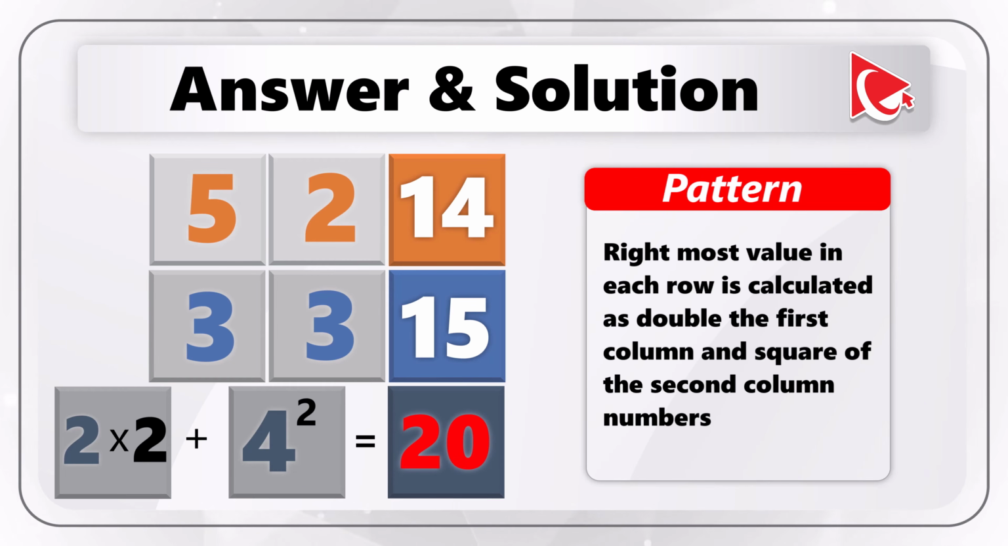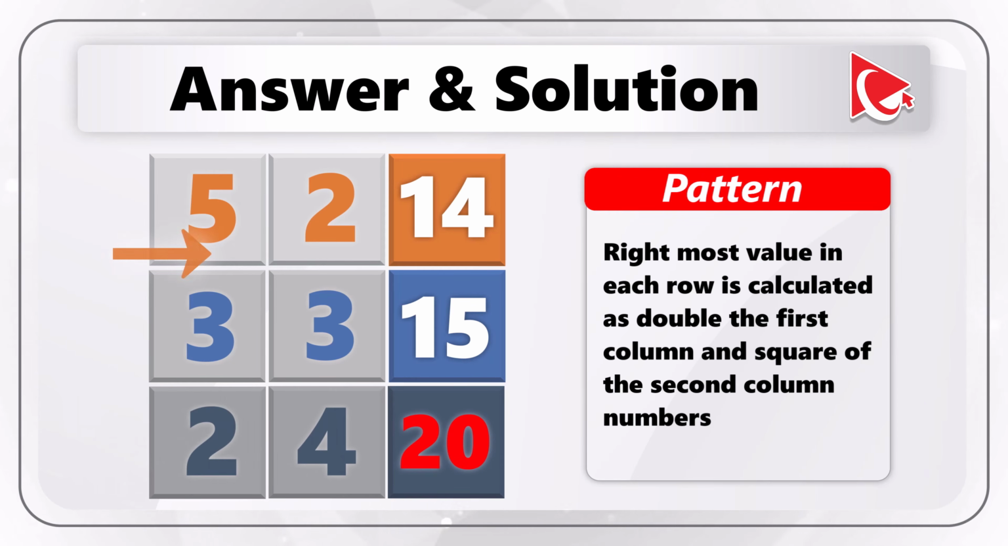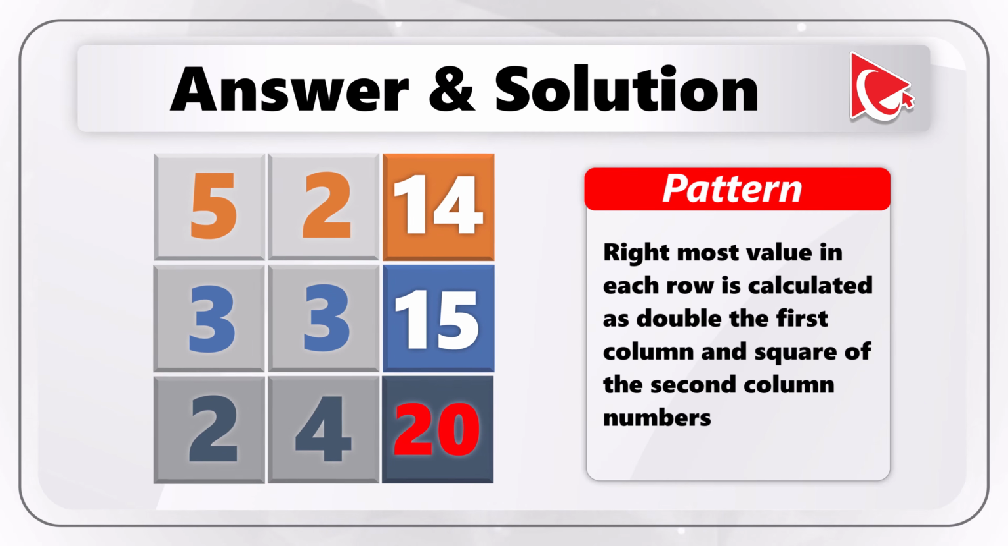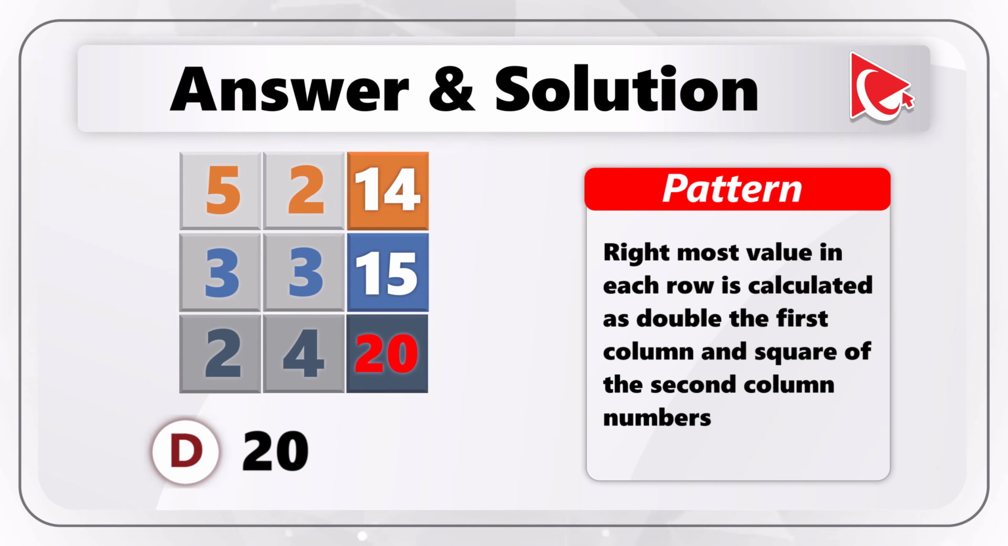Remember the hint I gave you? The flow of colors here shows the flow of the calculations. For example, 2 and 2 are initial numbers, and 14 is the calculated number in the first row. So the correct answer here is choice D, 20. Hopefully you've nailed this question and now know how to answer similar problems on the test.